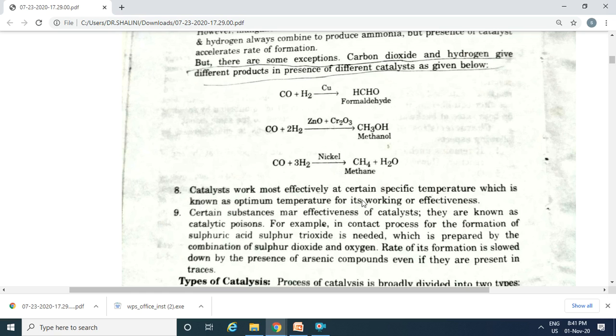Catalysts work most effectively at a certain specific temperature, which is known as the optimum temperature for their working or effectiveness. Certain substances destroy the effectiveness of a catalyst. They are known as catalytic poisons. Catalytic poisons are chemical substances which decrease the rate of reactions.